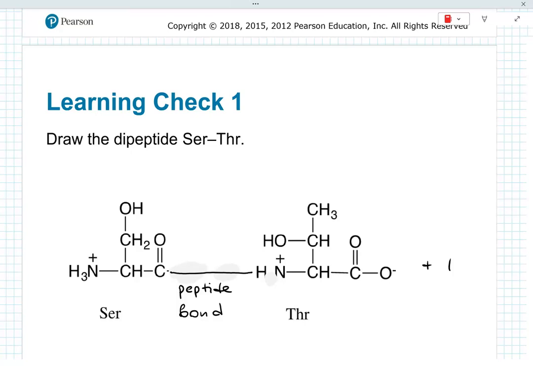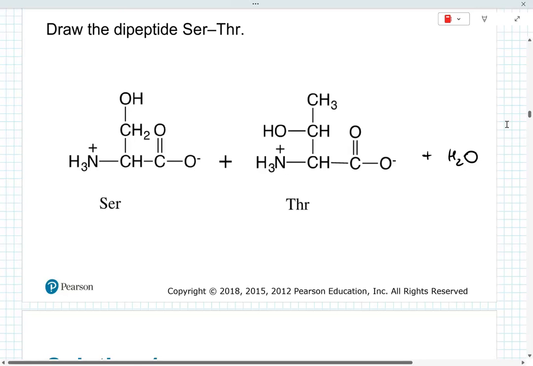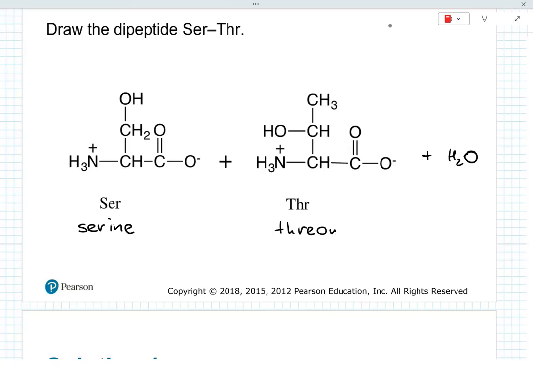Oh, yeah. So is H2O always left over because the peptide bonds are formed through dehydration synthesis? So you're taking water out of the molecules? Mm-hmm. Exactly, because of that. So how do we name this? What do you think? Okay. This is serine. This is threonine.